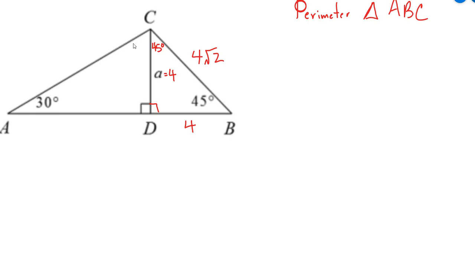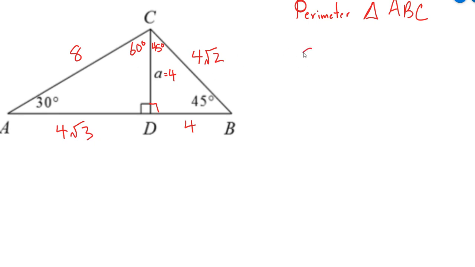Now this is going to be my 30, 60, 90 right triangle. And again here, I'm given A here, which is my small side. My hypotenuse is going to be 2 times A, and this longer leg is going to be root 3 times A. And since A is 4 in this case, get rid of those A's and I'll just multiply them by 4. And thus, my hypotenuse is going to become 8, and AD is 4 root 3.